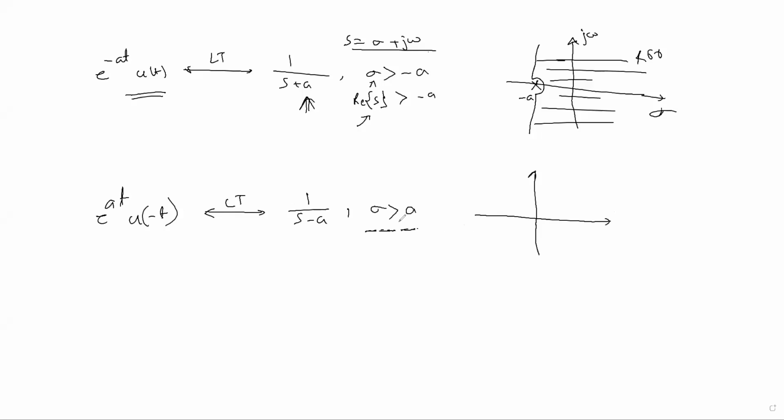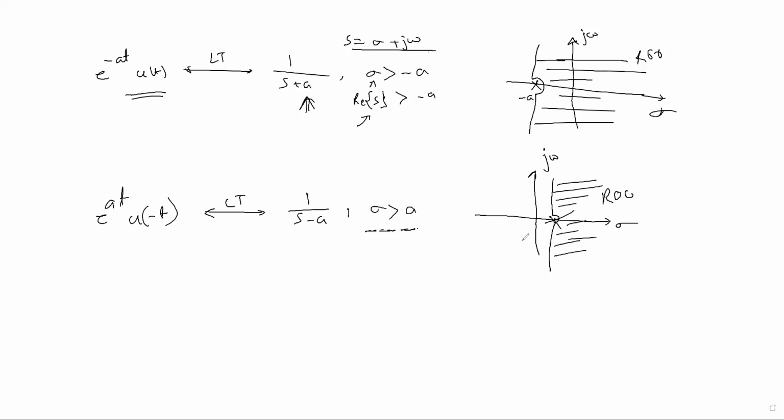Sigma greater than a means if a is here, there will be a cross sign, because it indicates the pole. So the ROC is the right side of this plane, which is parallel to the j omega axis. In this case you can see this ROC region. ROC means region of convergence. In this region there is no j omega axis, or you can say that the ROC does not include the j omega axis.